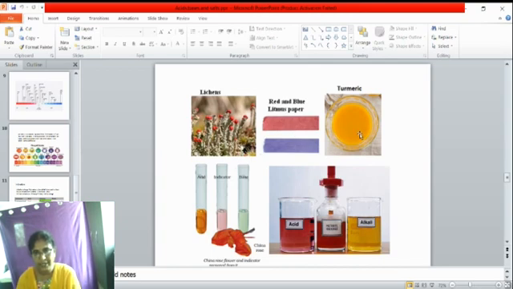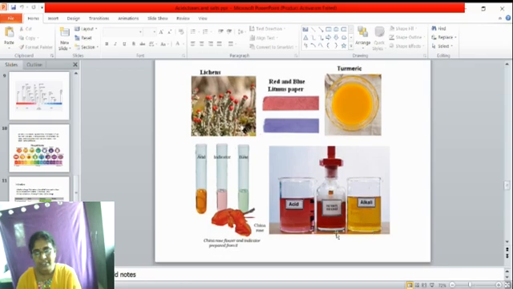Now, these are the substances. Turmeric, you know, fine. Then red litmus and blue litmus papers. Then these are the lichens. If you can recollect the definition for lichens, lichens are nothing but the combinations of algae and fungi. Now, as such, the indicators, this is the China rose, hibiscus flower, which I was talking about. Hibiscus is an acid indicator as well as a base indicator. So, as such, this is methyl orange.